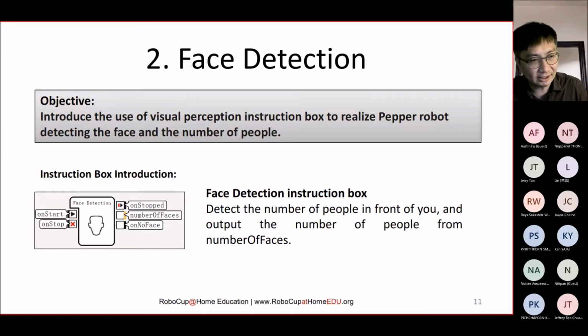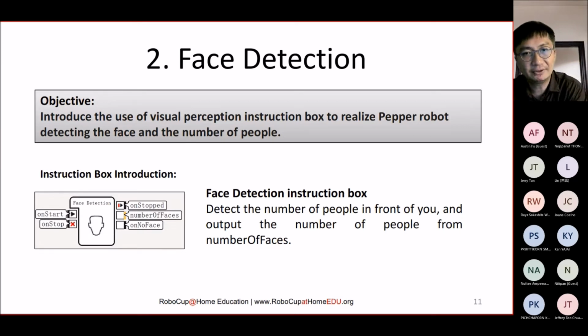As you can see, the inputs are very normal, on start and on stop. This is quite common compared to other instruction boxes. But if you look at the right hand side, the output, it actually has two new outputs that you might need to look at when you start your development. The first one is on stop. That one is normal. After you finish the face detection, you can straight away stop the whole application, or you can continue with other things.